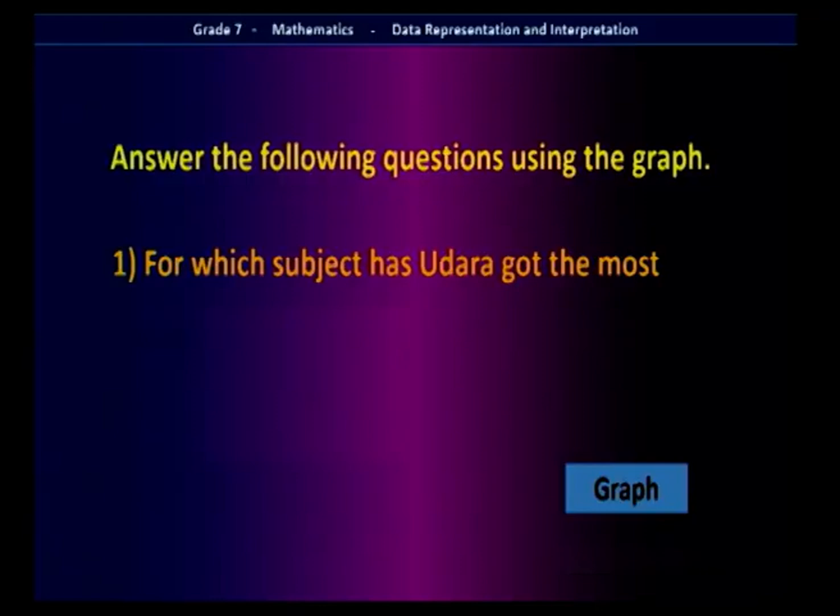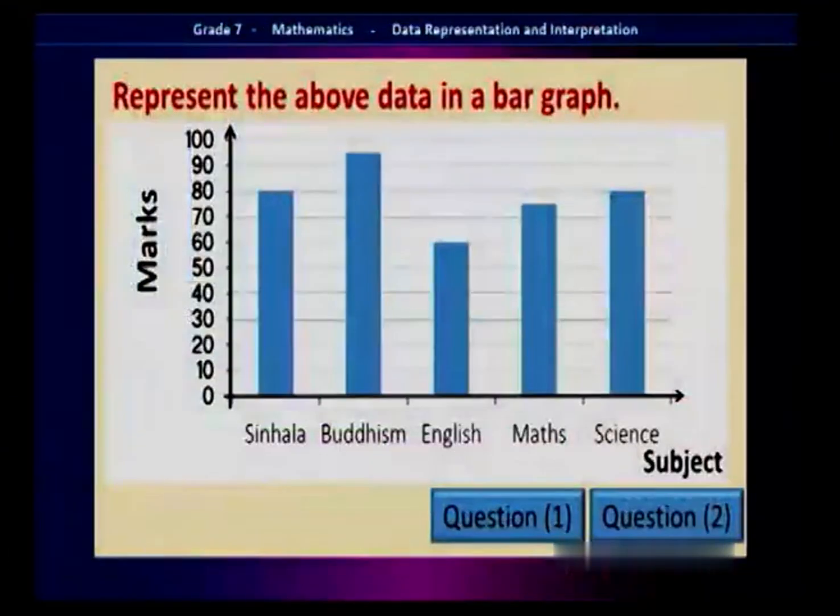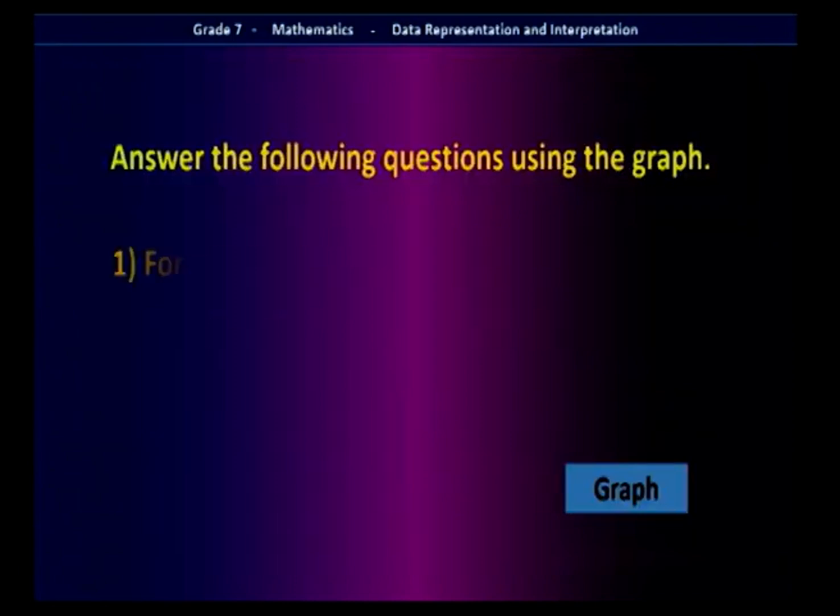Then let's go to question 1. For which subject has Sudhara got the most? Then let's go to the graph. Here you can see the answer, but let's go to the graph now. Which is the highest bar? It is for Buddhism. So your answer should be Buddhism.